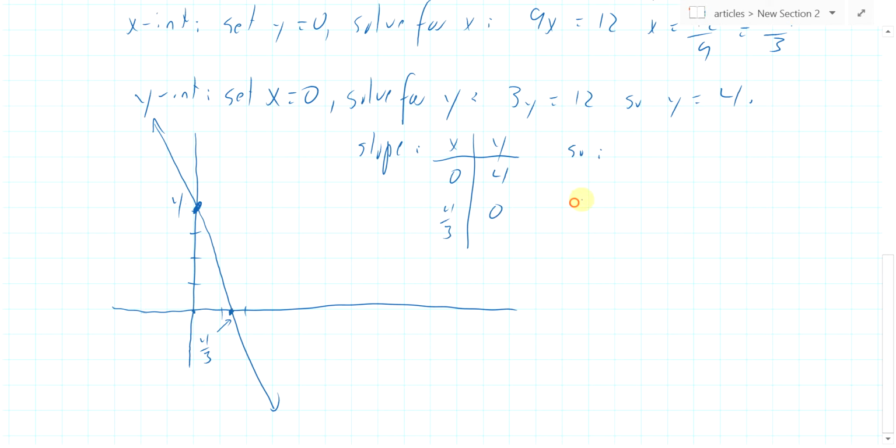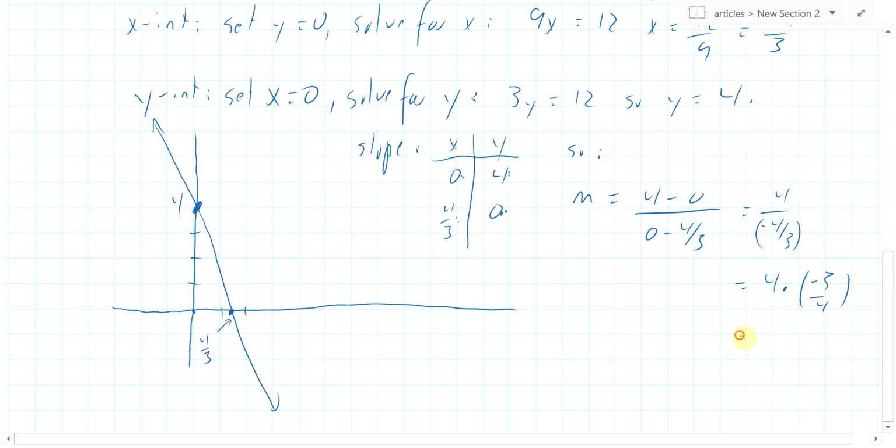So slope is difference in y, 4 minus 0, over difference in x, 0 minus 4/3. Keep the same order, this row minus this row over this row minus this row. 4 divided by minus 4 over 3. And fortunately we know how to divide by fractions, multiply by the reciprocal. So it's 4 times minus 3/4. And the 4's cancel out, and we're left with minus 3. So my slope is minus 3.